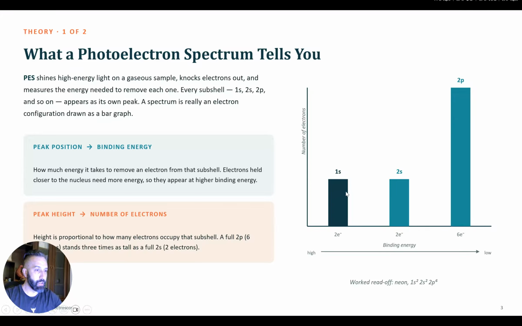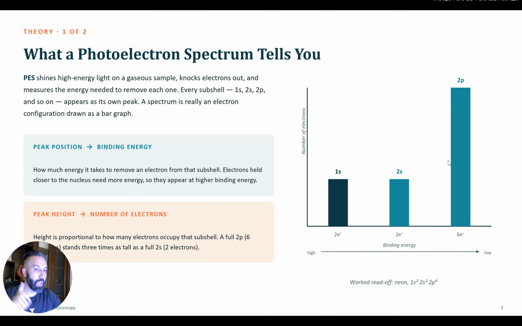And the sizes of these peaks simply correspond to the number of electrons in those sublevels. So look at this. This is the photoelectron spectrum of neon, as it says here. 1s has 2 electrons, so the size of this corresponds to 2 electrons. And then 2s also has 2 electrons, so they're equal size. Now take a look at this. This is 3 times the size of this peak, which means logically that this has 6 electrons.